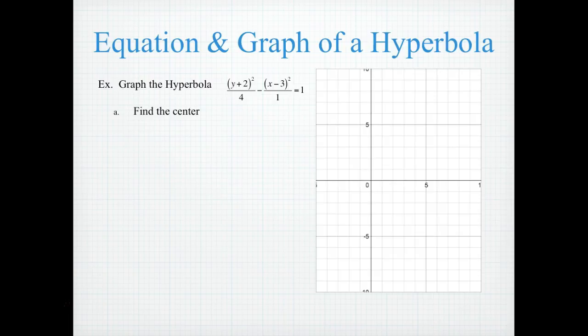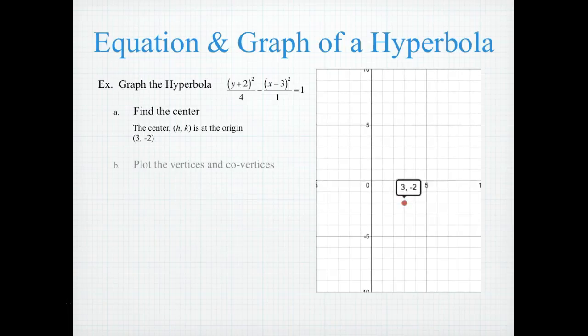To find the center, I take the values of h and k. So the value of h is 3, and the value of k is negative 2. So h is always grouped with the x, and k is always grouped with the y. So that's why we get 3, negative 2 for the center of the hyperbola.